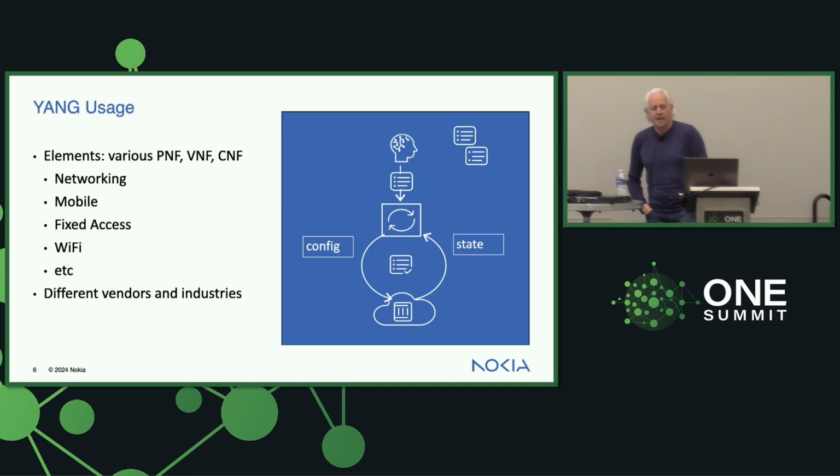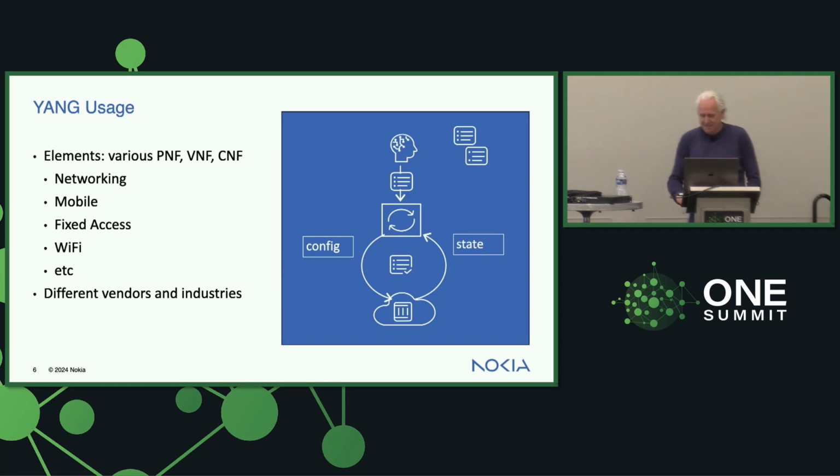So what we are seeing is that there is a various set of elements, and I classify them as PNF, so there are physical systems, or virtual machines, or containers that actually have Yang capabilities. And so there is networking, mobile, fixed access, Wi-Fi, and probably I'm forgetting certain things, but what you see is that there's a wide spectrum of systems that actually have Yang capabilities. And then the question is, can we consume Yang in what we call a cloud-native way, right?